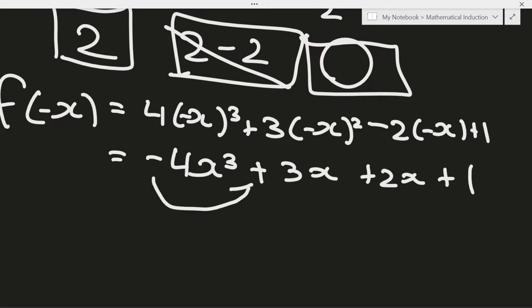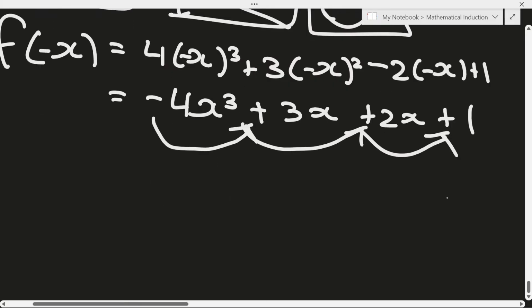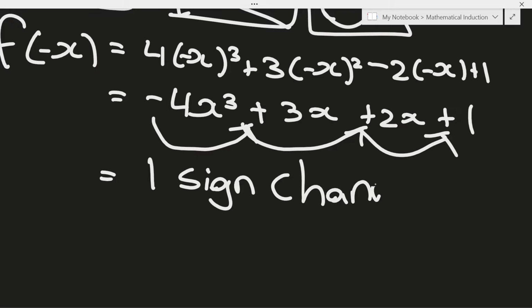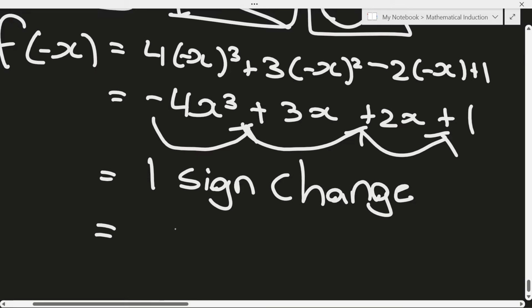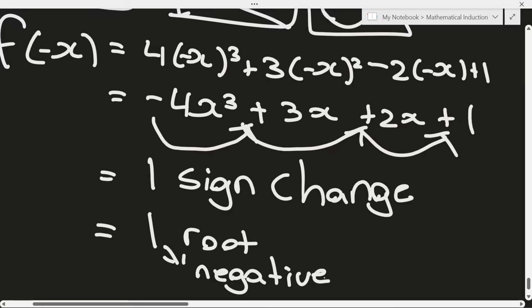So this is not a sign change. Well, this is a sign change, sorry. From negative to positive is a sign change. And then from positive to positive, no sign change. And then from positive to positive again, no sign change. So we know that there's one sign change, which means that there's one root that is negative. So we know that we have a negative root here.